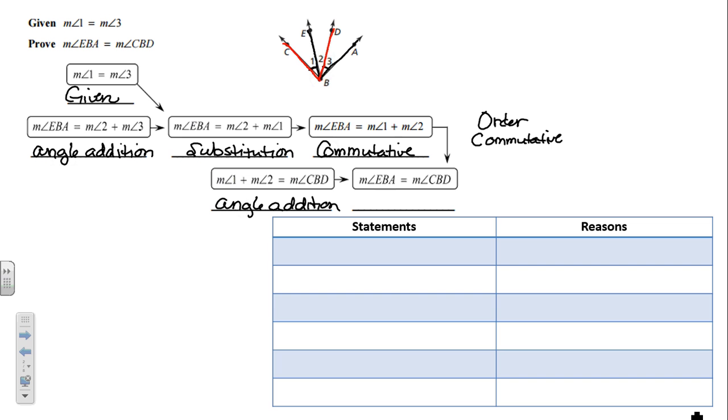Okay. So the measure of angle EBA is 1 plus 2. The measure of 1 plus 2 is the measure of CBD. How can we use these two statements to get EBA equals CBD?